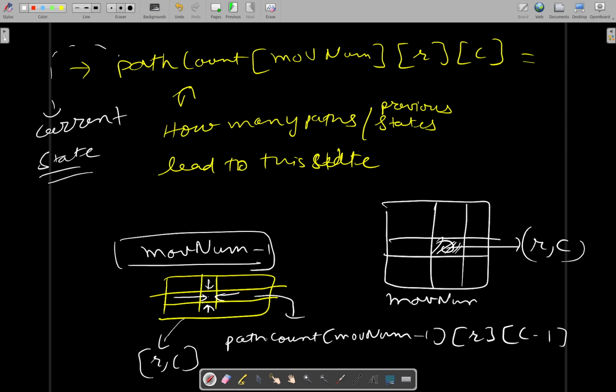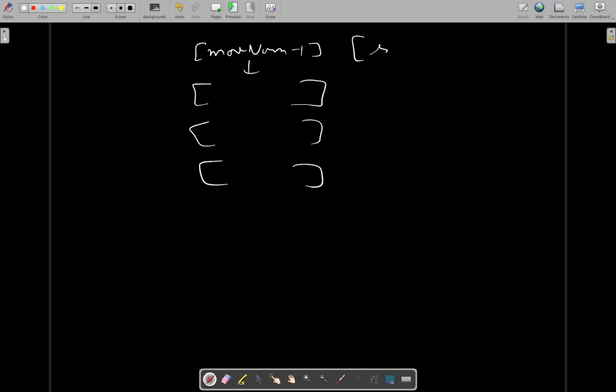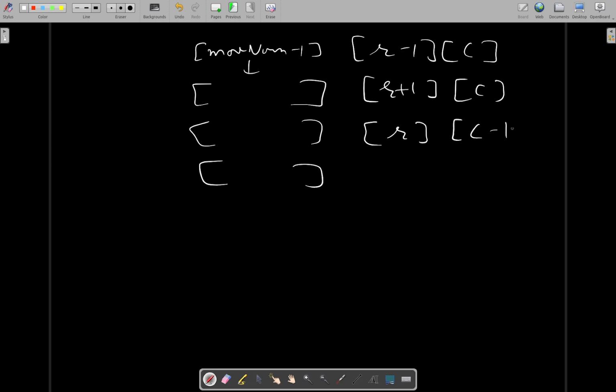Similarly, you will keep all the previous states and use their contribution. So what all previous states will be? Let me write clearly on the next slide. So move num -1 will also be there, since you are having one move backwards. Okay, so other states can be one row above or let's say one row below. Another state can be one column before, or let's say one column after the current column. And this move number -1 will also always be there.